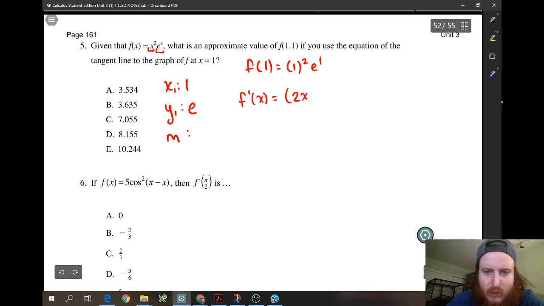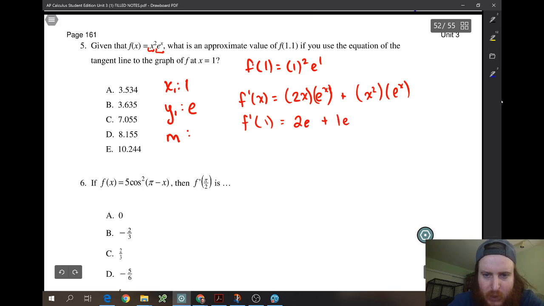So we're going to have 2x times the original, e to the x, then plus, now we're going to leave x squared alone, and then we're going to do the derivative of e to the x, which is actually just e to the x again. And so we're going to plug in f prime of 1. So we're going to get 2 times 1 is 2, e to the first power, plus 1, e to the first power, which is 3e. So I'm going to just write this as 3e.